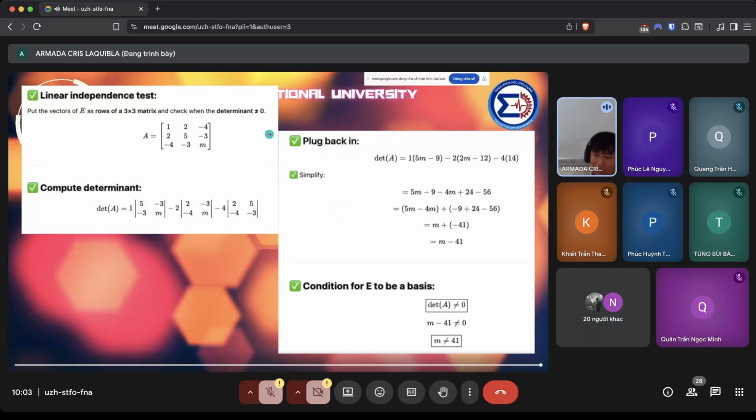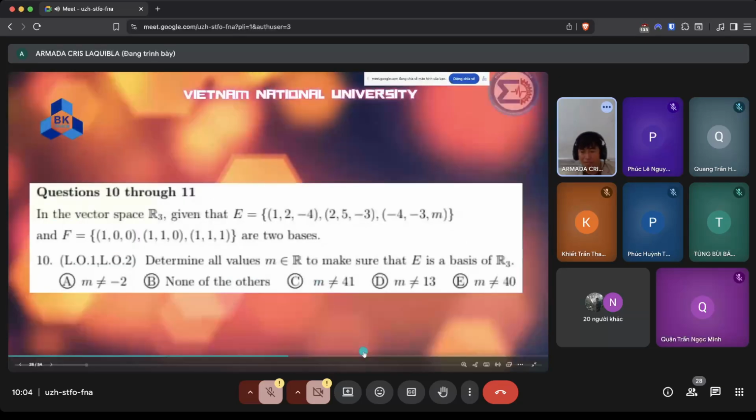And since your determinant should not be equal to 0, the determinant of A should not be 0. So this one, m minus 41, should not be equal to 0. Transfer the 41 to the other side. Your m should not be equal to 41. And that choice is here, letter C, for number 10. Okay, next.